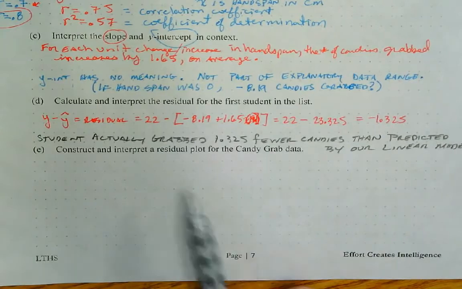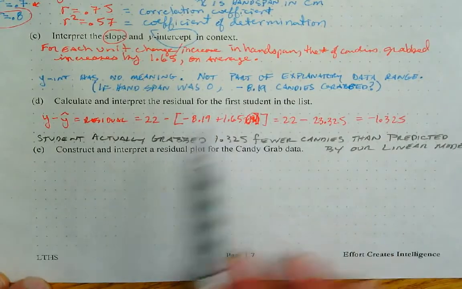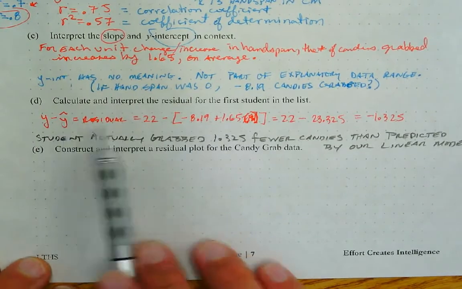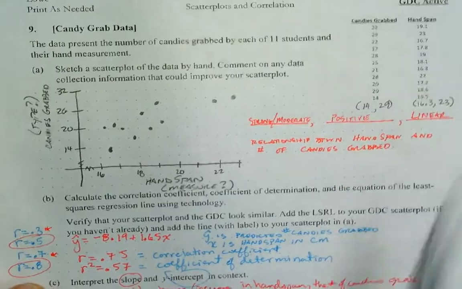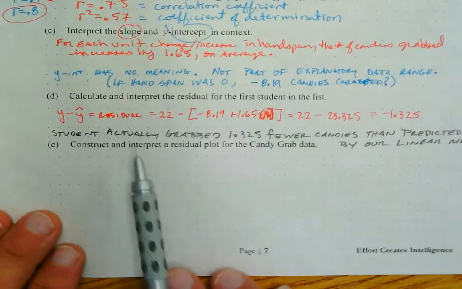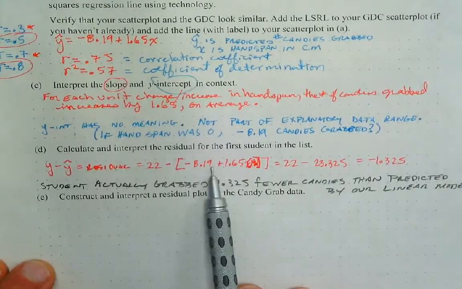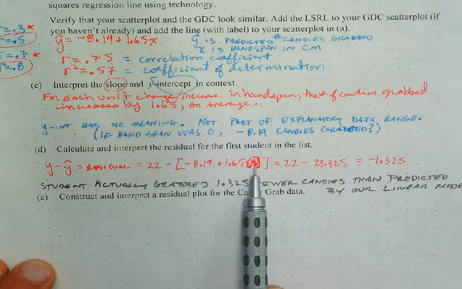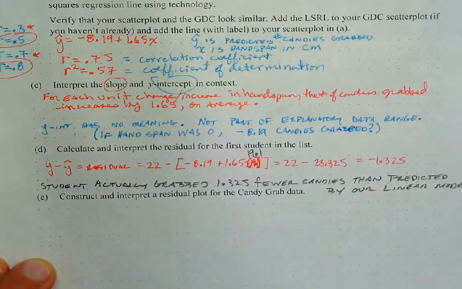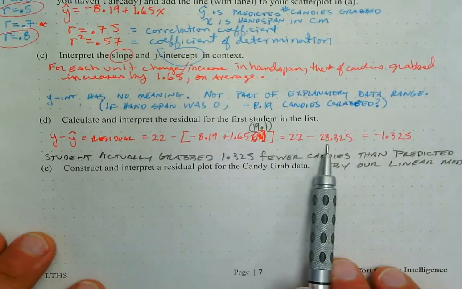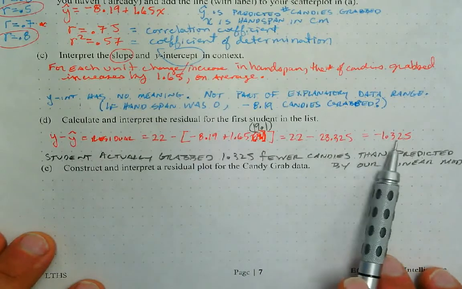Okay, so if we want to calculate and interpret the residual for the first student in the list, y minus y hat is our residual, right? The first student in the list grabbed 22, handspan 19.1. So we can say 22 minus the formula that we had, negative 8.19 plus 1.65 times 19.1. I had an x in there and I had to adjust it. So for those of you that can't see that, it's 19.1 that we were multiplying by. We do that math, that's 22 minus 23.325, which is negative 1.325.